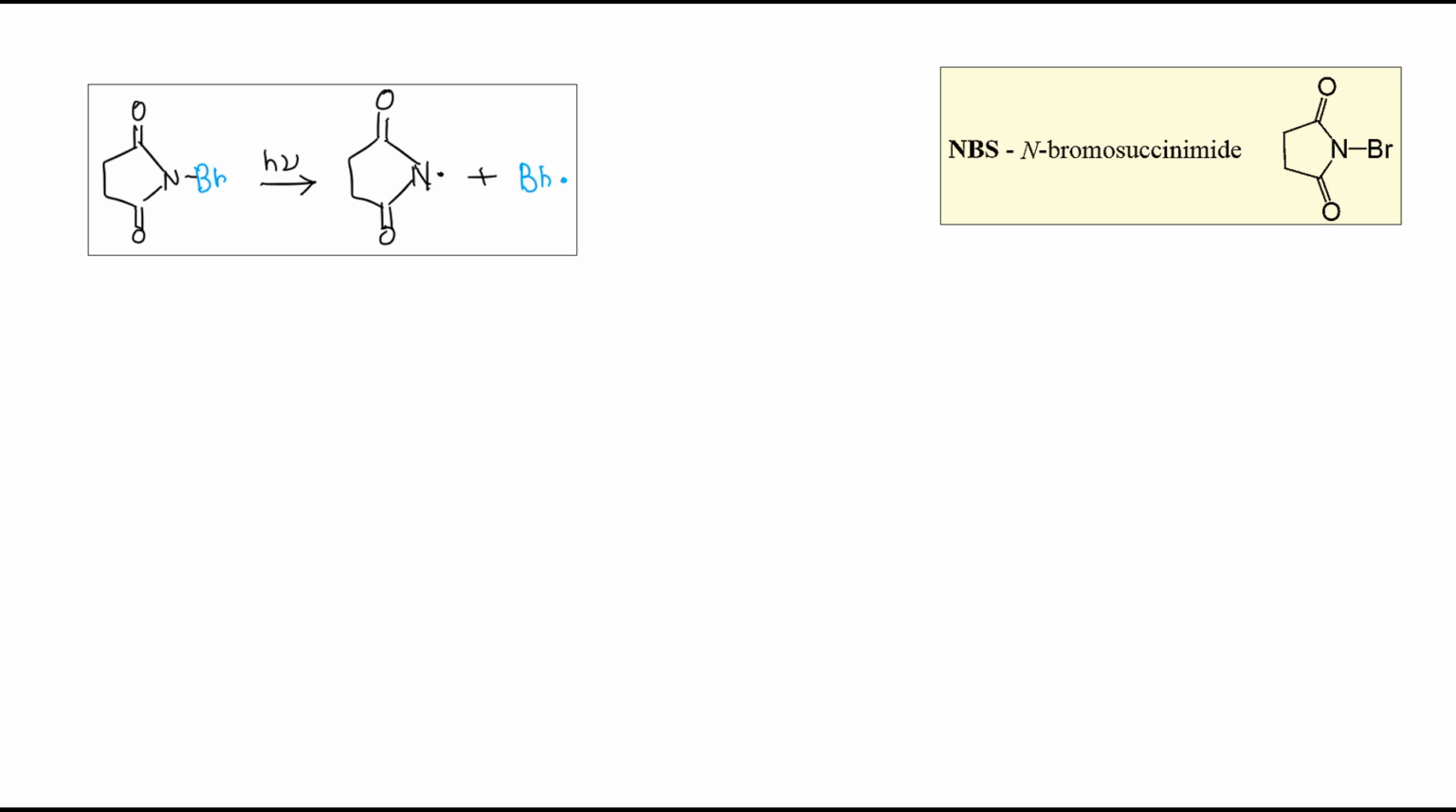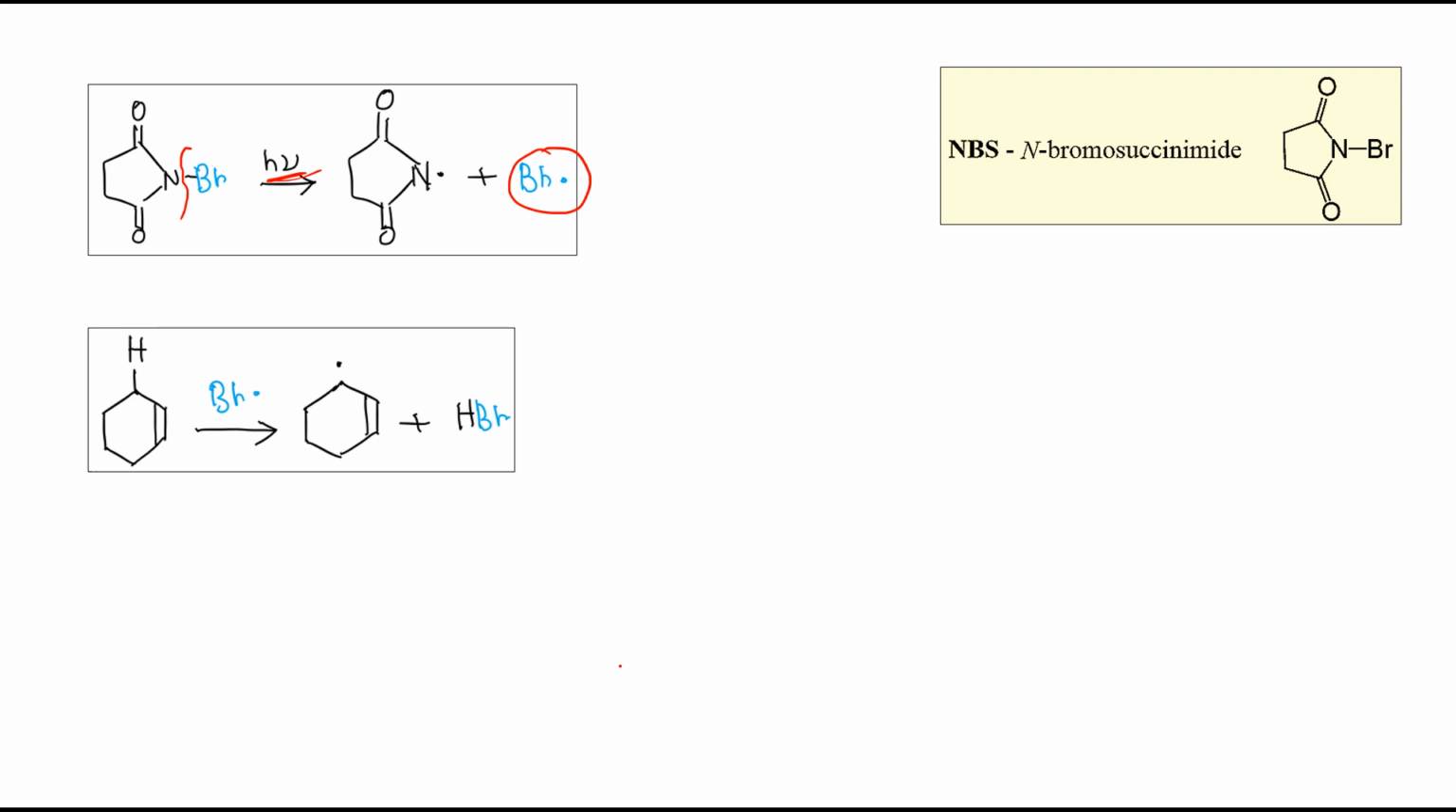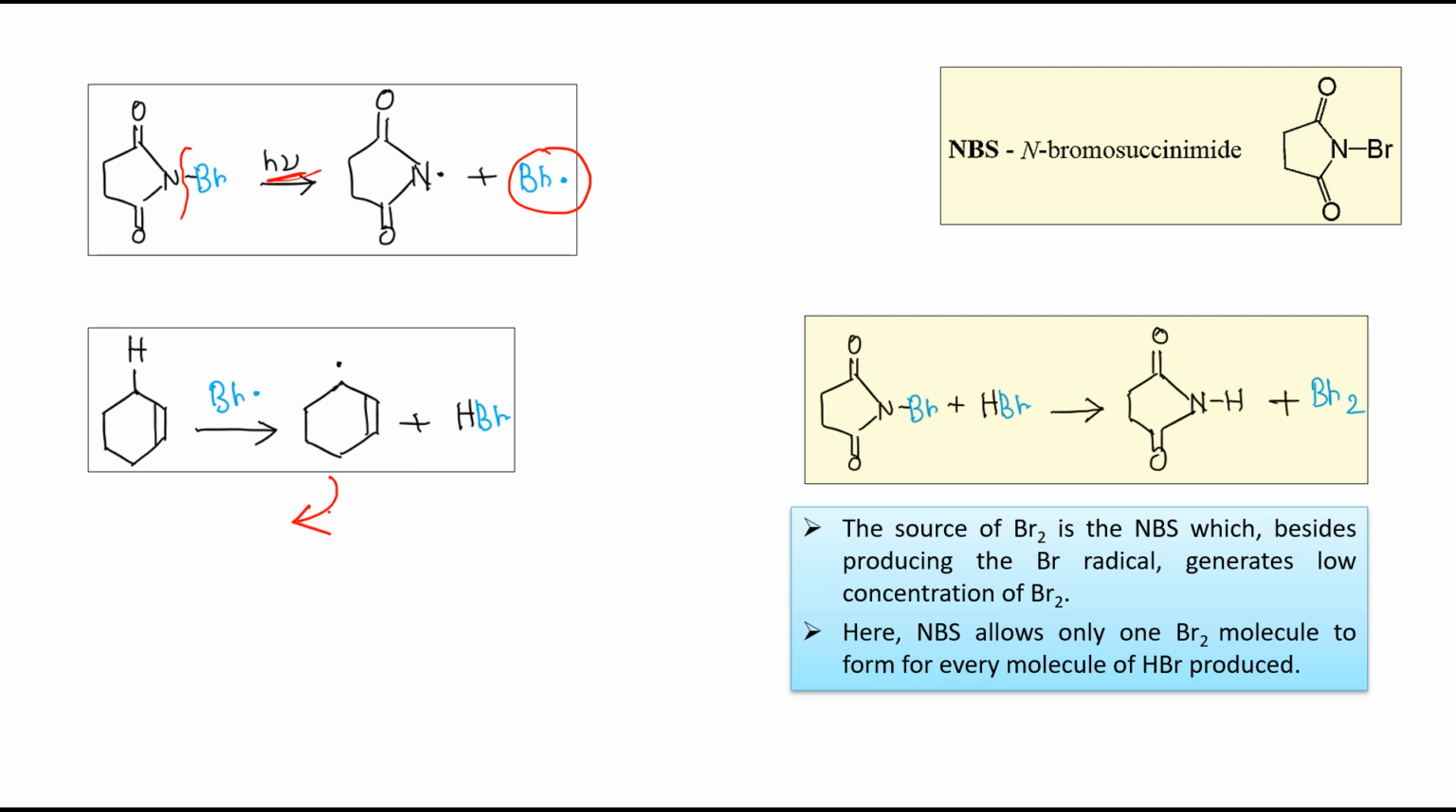In presence of light, that is h nu, or heat, this N-Br bond is broken and we are getting Br dot. So Br dot is already produced. Now this Br dot, as we have seen the same mechanism in the previous slide. But remember, before going to the next step, look at this HBr which is produced as a byproduct. This HBr can react with NBS and it can produce bromine. So here, the source of bromine, when we are using NBS, besides producing Br dot radical, because in the first step NBS is producing Br dot radical, its role is not just to produce Br dot, but it also generates a low concentration of bromine. See how it is generating a low concentration of bromine by this reaction.